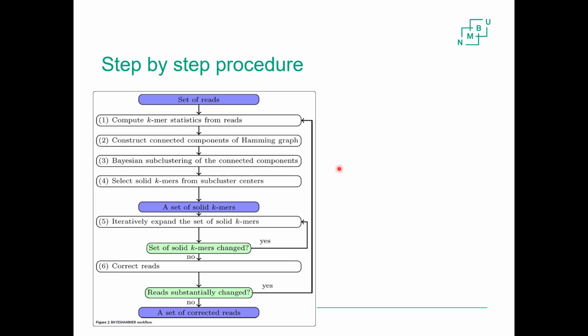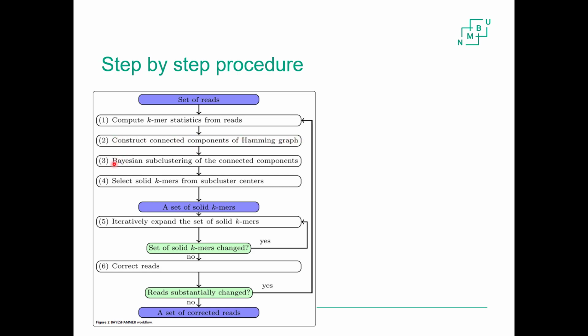Let's see how this BayesHammer procedure is outlined step by step. So what is it actually doing? It takes some reads, that's the raw input here, directly from the FASTQ files. And it computes some k-mer statistics. Actually, it just collects the k-mers, I would say. That's the first step. Then construct something called a Hamming graph and the connected components, and this we will come back to. This is a very important step.